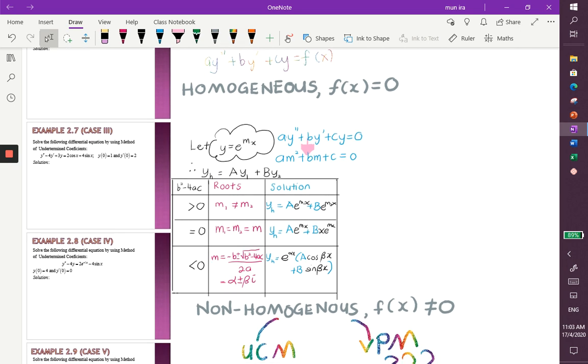So let us consider the homogeneous equation, f(x) equals 0. We need to transform this equation into the characteristic equation first, by letting y = e^(mx) be a solution, and then we have am² + bm + c = 0. So we need to find the roots. If b² - 4ac > 0, we will have two different roots, and this is the solution of your DE.